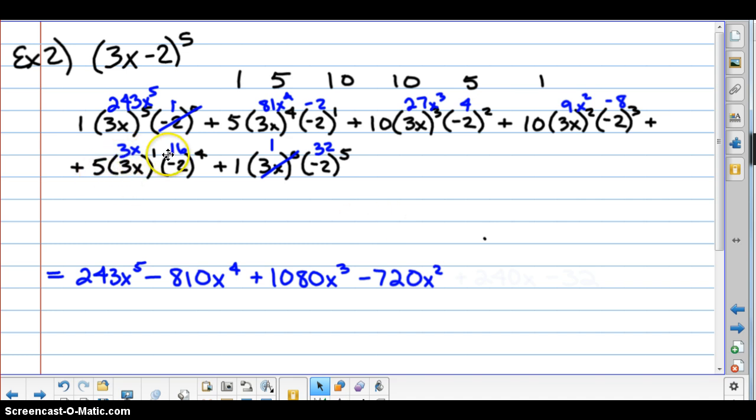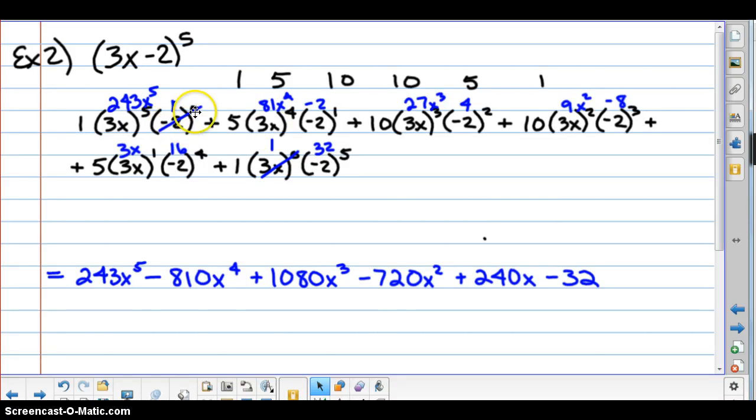5 times 3 times 16 will give me 240x. And then I have 1 times 1 times negative 32. I caught an error right there. Negative 32. And that'll give me negative 32. Notice that every other term is negative. And if you look at your b term, that's the one that's negative.